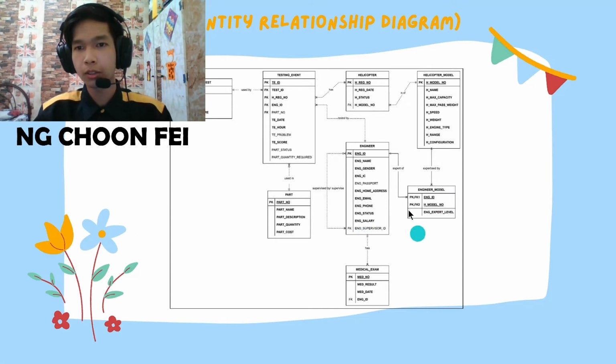Then the next thing you may notice is throughout the ERD of our final project, we got a bridge entity that exists between the engineer entity and the helicopter model entity. This is to implement the many-to-many relationship between engineer entity and the helicopter model entity.